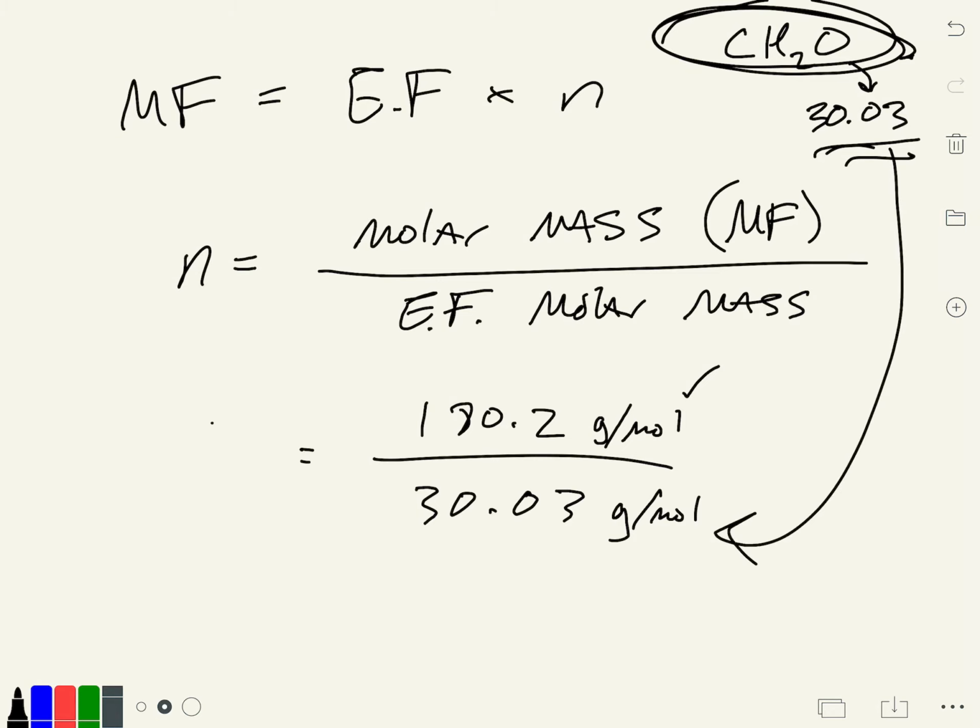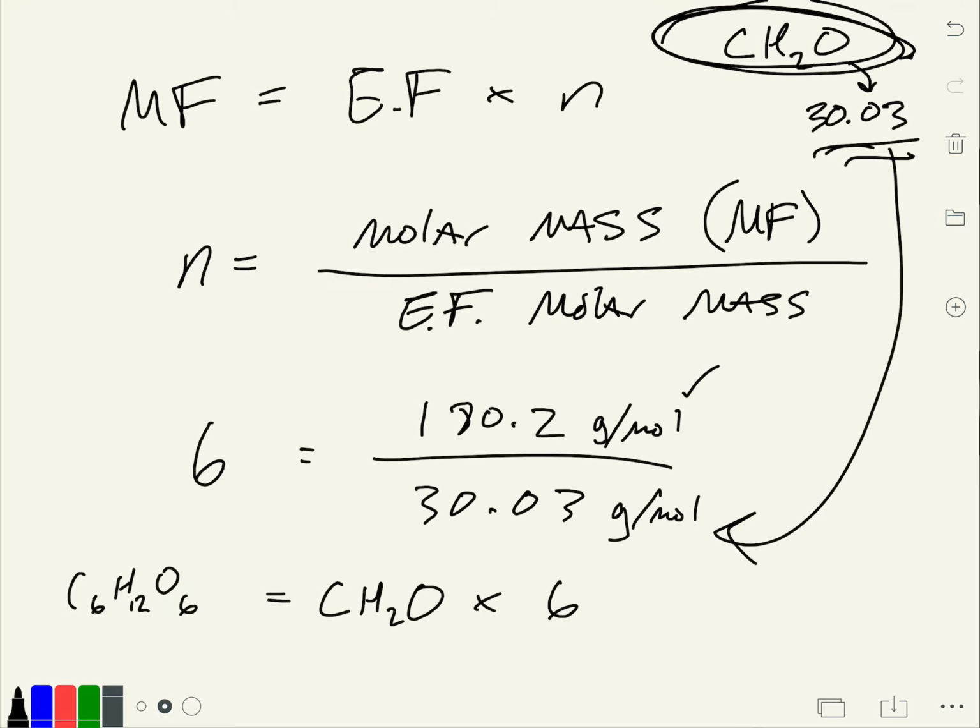Now, with those two given numbers, we could get n. N is 6. And now we know that the empirical formula, CH2O times 6, will give us our molecular formula, C6H12O6. So use the molar mass, which is given, and the empirical formula molar mass, which you calculate, to determine n. And then once you have n, you solve for the molecular formula.